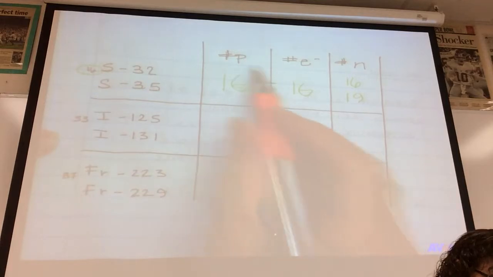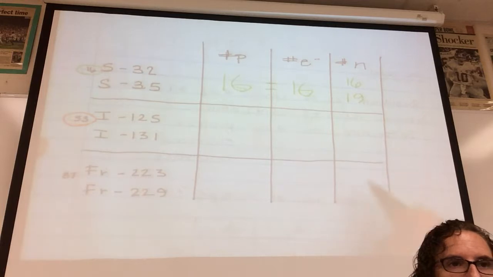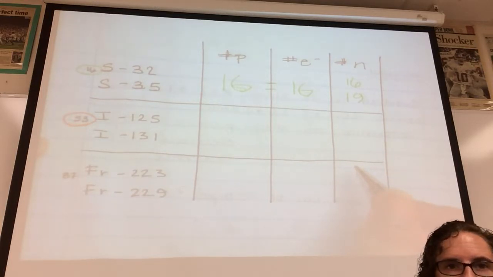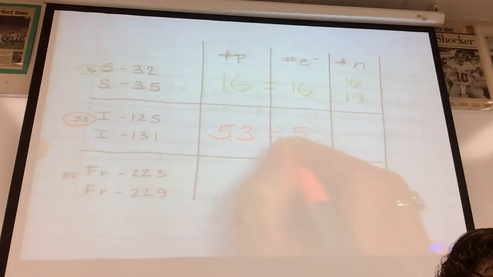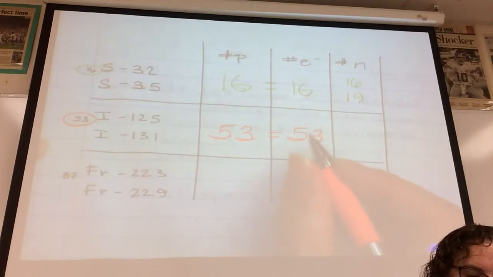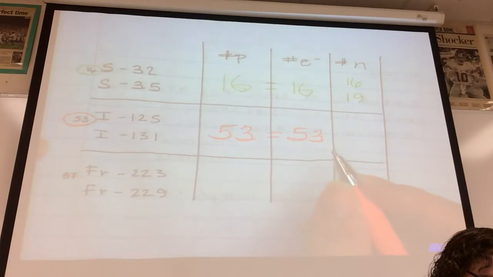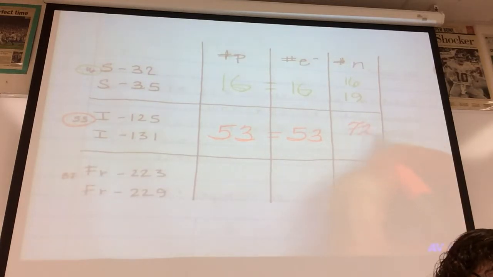So what's protons for iodine? Protons is always equal to atomic number. And these are not charged particles, so that'll be the same. And how do we get this? 125 minus 53, correct? And this has 6 more, so 78.